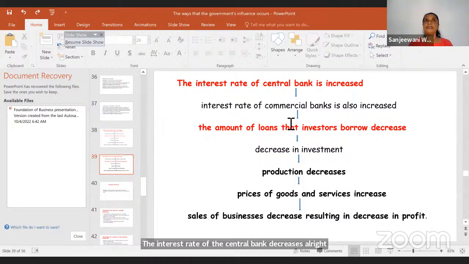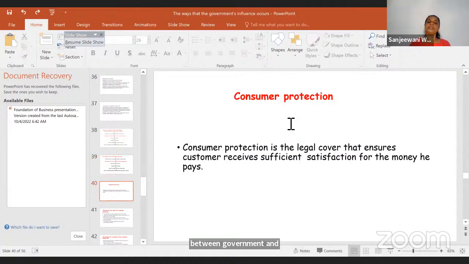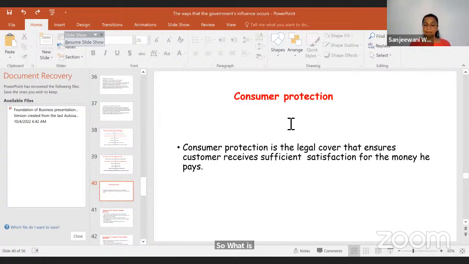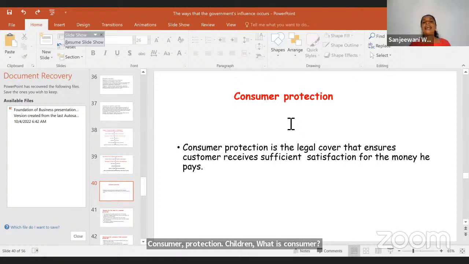That's about the government policies, children: fiscal policy and monetary policy. So now we are discussing the interaction between government and businesses. In that lesson, we need to discuss consumer protection as well. So what is consumer protection? How do you define consumer protection, children? It is the legal cover that ensures the customer receives sufficient satisfaction for the money he pays.